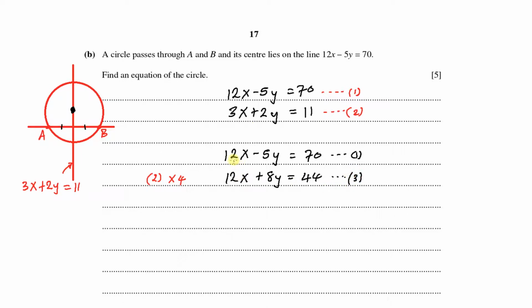I've done this because I want to eliminate x. So we now have the x terms looking the same. So I can now subtract the two equations. Equation 1 minus equation 3. So 12x minus 12x is 0. Minus 5y minus 8y is minus 13y. And 70 minus 44, that's 26. So dividing both sides by minus 13, we get y coming out to be minus 2. So y is minus 2.